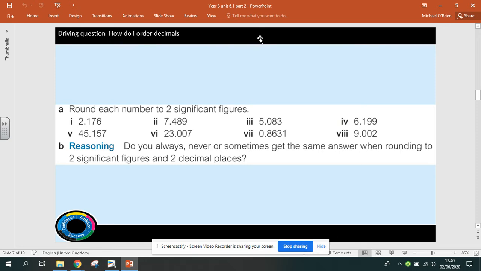Okay, my next set of questions is a twofold question. So the first thing, round each number to two significant figures. So you've got a little bit more practice to do. Then the second part, do you always, never, or sometimes get the same answer when rounding to two significant figures or two decimal places? So let's have a look. Pause the lesson, answer those two questions, please. Return back to the lesson when you're ready.